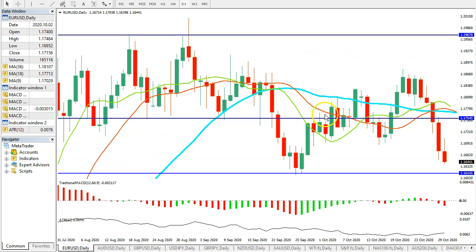Let's see what has happened. Yes, we have a slightly down direction. We had an inside bar here with a pin bar as well, so that was a short entry signal, assuming a downside movement if we have a downside bias.